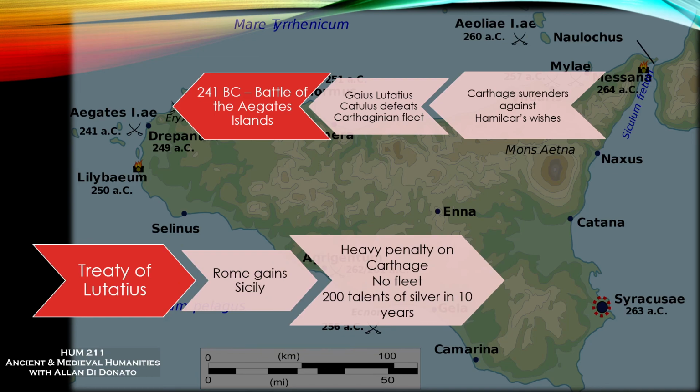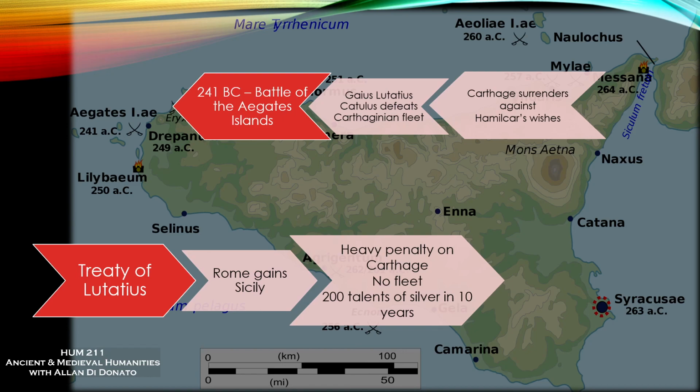The treaty that is signed is called the Treaty of Lutatius, and the Romans gain control of Sicily, but the big thing is the punishment that they inflict on the loser. Carthage has to pay a heavy penalty. Basically, if you're on the losing side of an ancient battle or war, you need to pay for that war. And they have the stipulations that they need to get rid of their fleet, which is going to really wreck the economy of Carthage, because this is a naval commercial power.